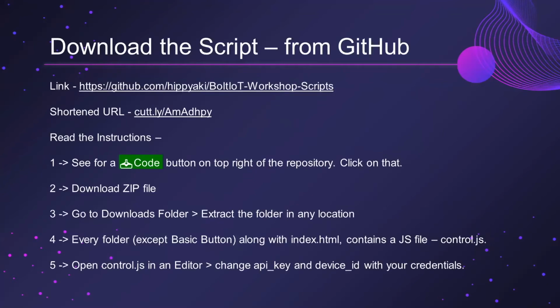First, download the file. Use the instructions I have given in the slide. Extract it, and first change your API key and device ID in the control.js. Except for the basic button folder, there are two other folders, that is read function and write function. For both of them, just change the API key and device ID in the JavaScript file.